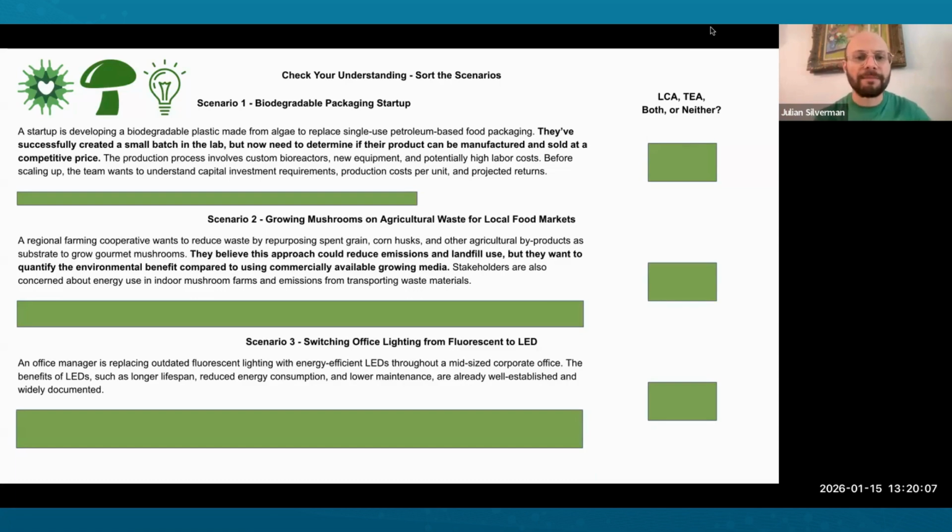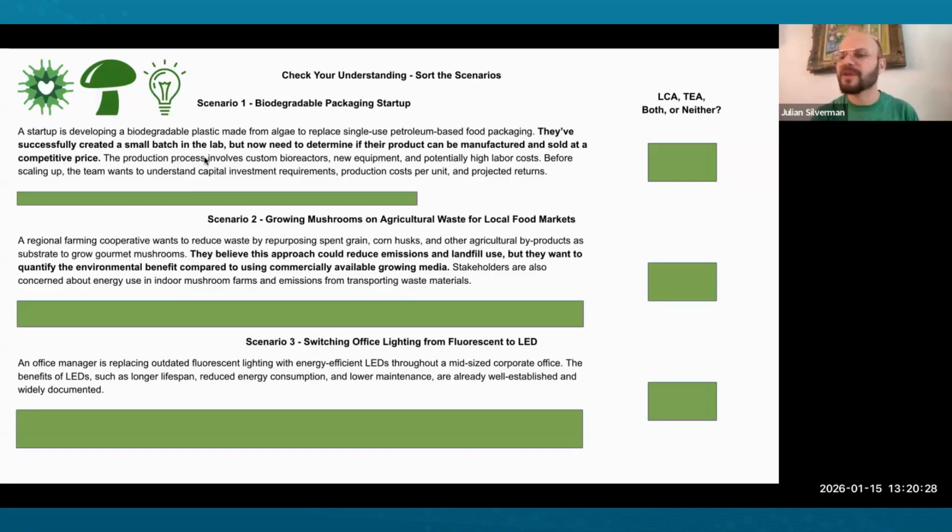For our first scenario, you are making a biodegradable packaging. The goal is to use some algae instead of petroleum-based food resources. You've already started a small batch in the lab, but now you need to determine if the product can be manufactured and sold at a comparable price to the things that are already out there.